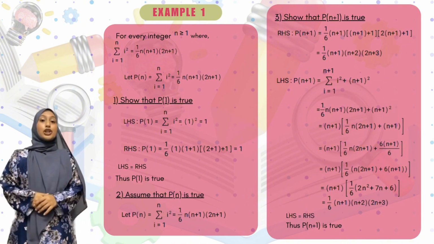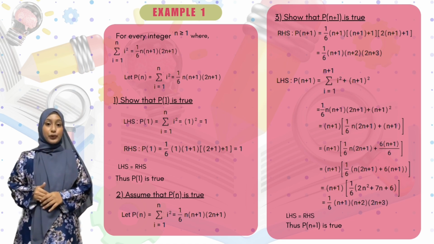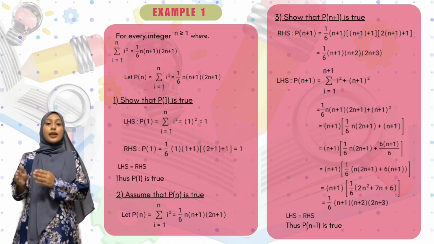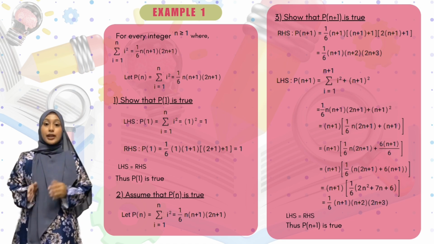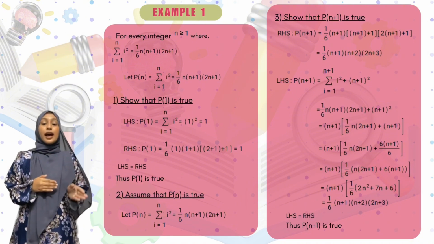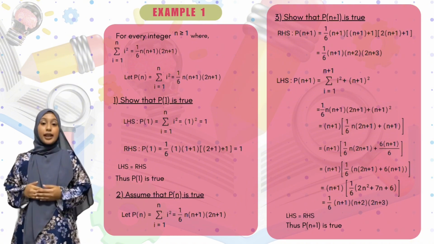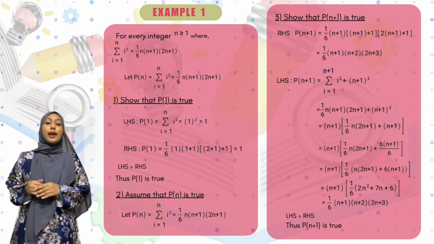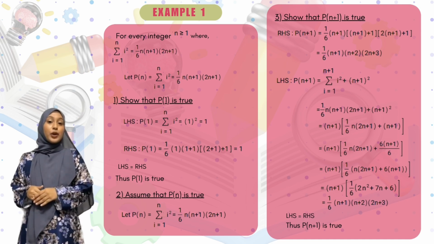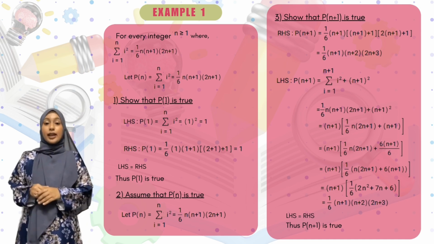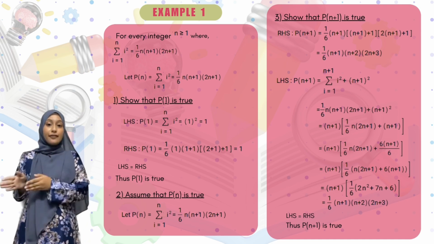For step 3, show that Pn plus 1 is true. First, I start by substituting n plus 1 into the right-hand side equation. After that, I simplify the expression and I got 1 over 6 times n plus 1 times n plus 2 times 2n plus 3.